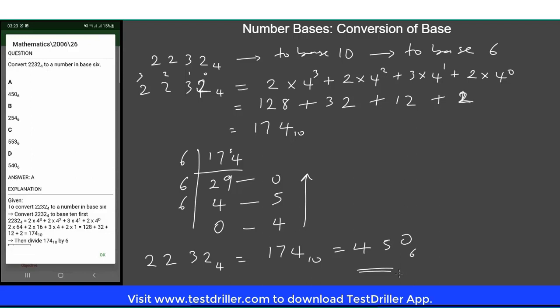So the next topic I want to talk about is multiplication and division of number bases.